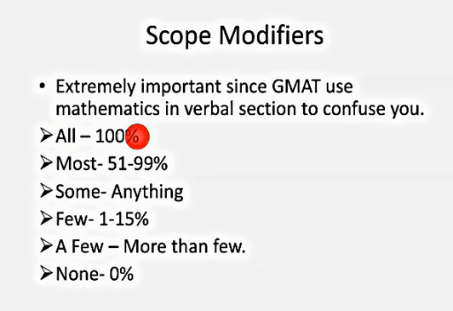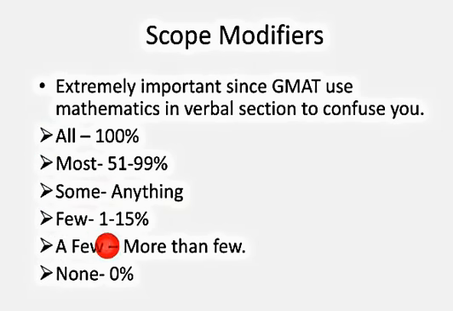Obviously, all means 100% of something, countable or uncountable, right? Most means majority of it, 51 to 99%. And few means 1 to 15%. Just remember these values. And none obviously means 0%. When we talk about some, it could be anything. I mean, I just had some rice. Did you count the rice? No. Were they 100? Were they 1000? It's anything.